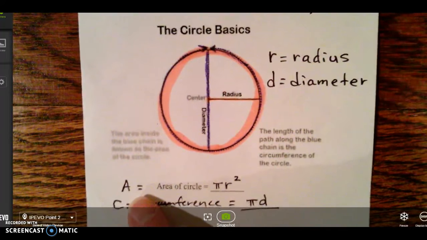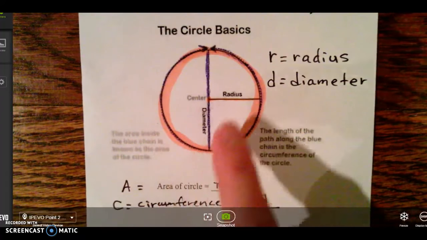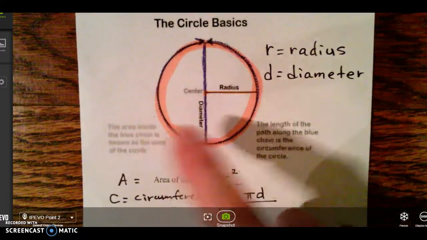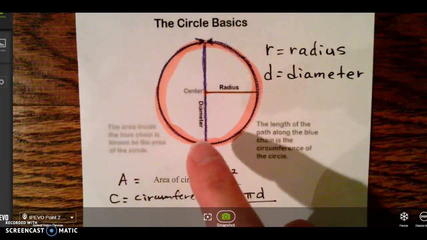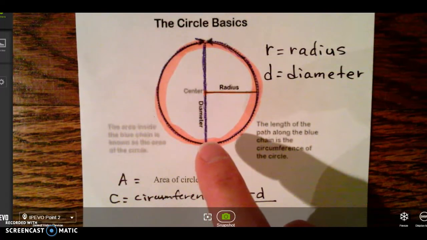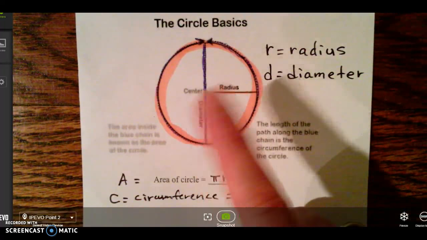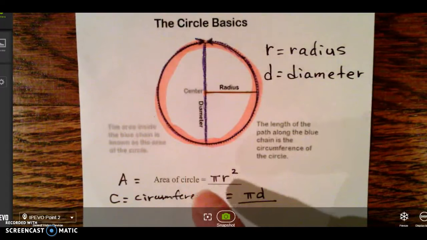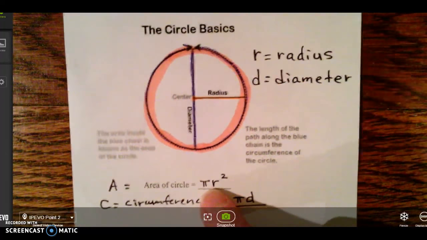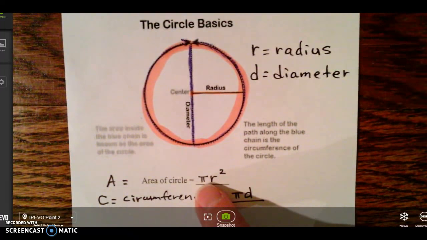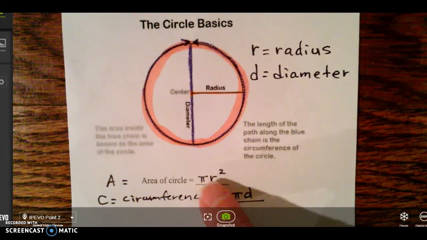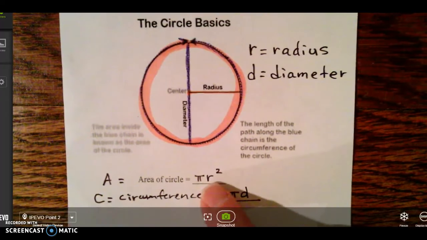The other two important things that you need to know about a circle is sometimes you will be asked to talk about the area of the circle. The area inside, I think in your paper it might have a blue chain. I just highlighted it in pink highlighter, but the area inside the shape is considered the area of the circle, how much space it covers. And the formula you will use for area of a circle is to take the value of pi times r squared. So you can see why we reviewed exponents earlier.